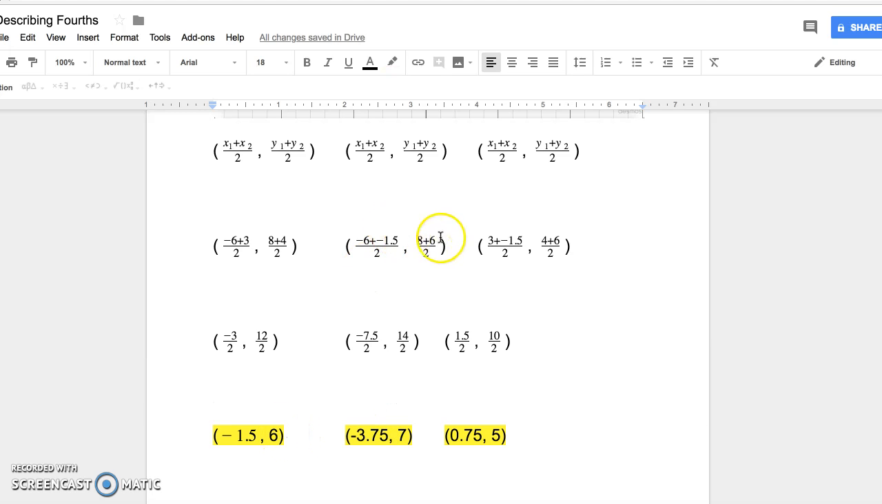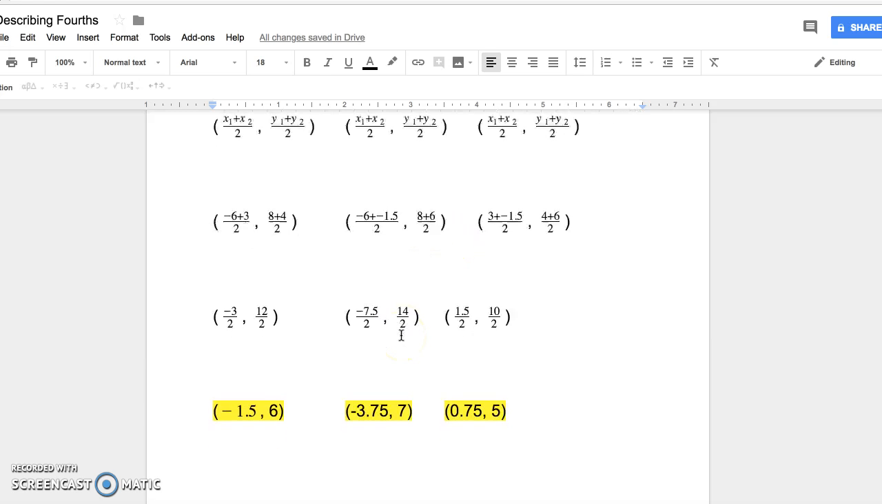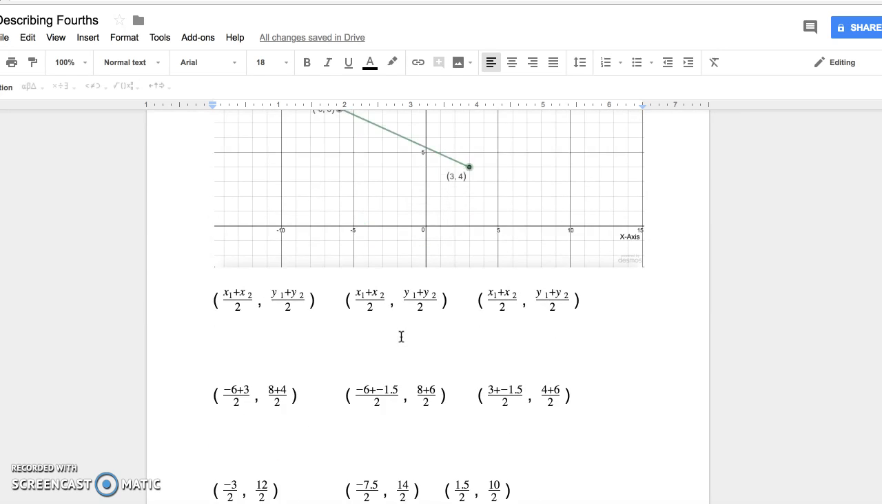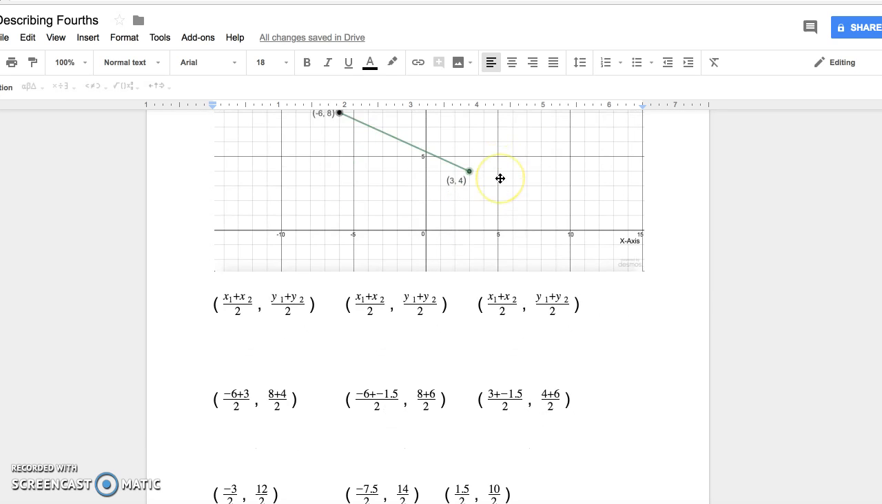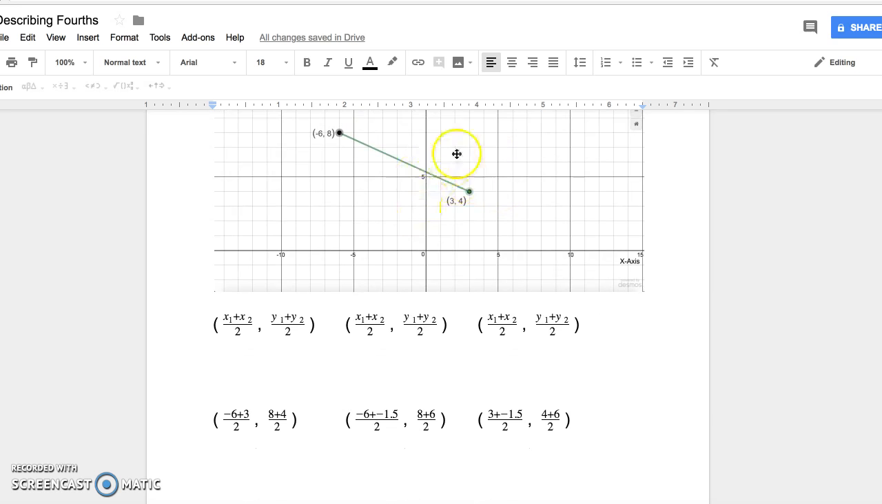And then we plugged in x2, or 6, for x2, and then we got 8 plus 6, and then we divided that by 2 and got 7. And then that's for, I think, this midpoint. And then next we did this midpoint last.